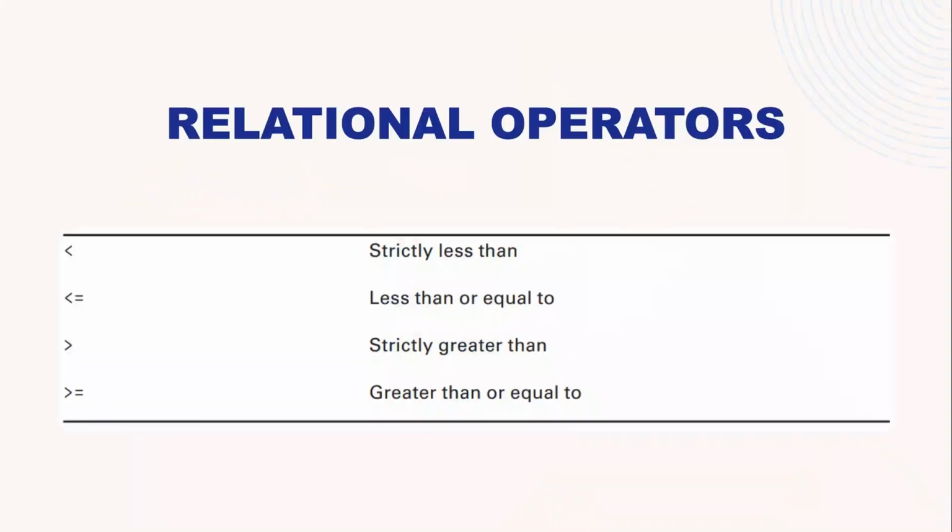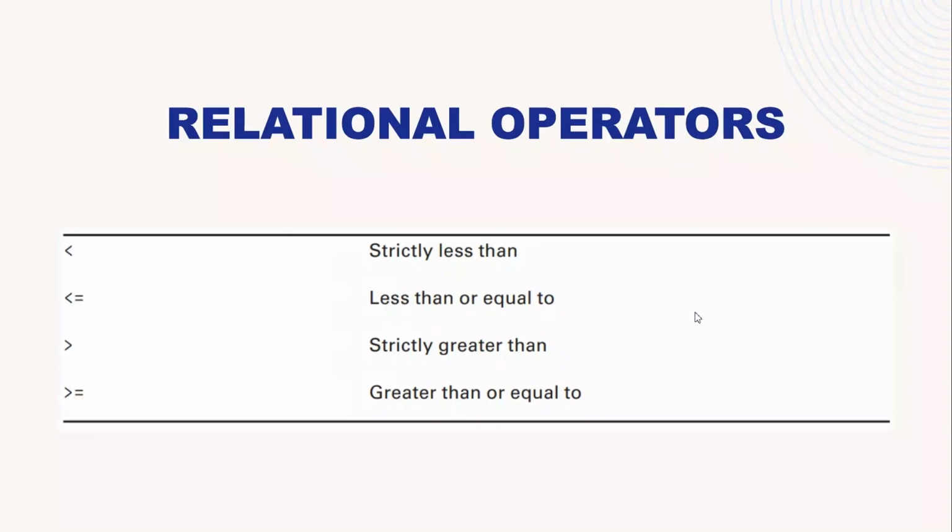Now moving on to relational operators. Relational operators compare two expressions and return a Boolean value. It's as simple as that. The first four relational operators, if you see this particular table, are applied to numeric primitive data types only. These are applied to numeric data types only, like greater than, less than, greater than or equals to, less than or equals to.